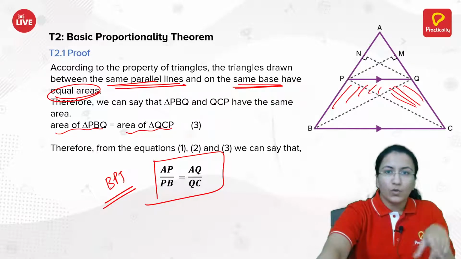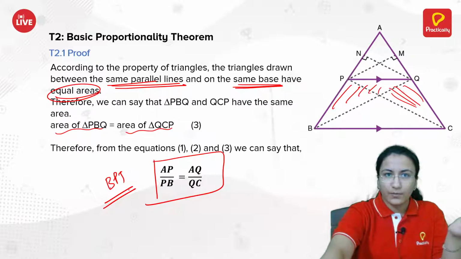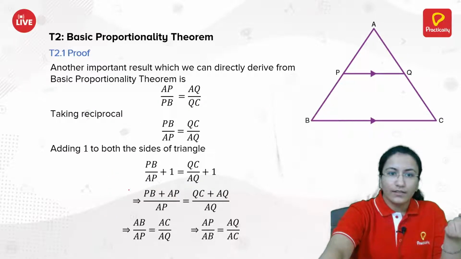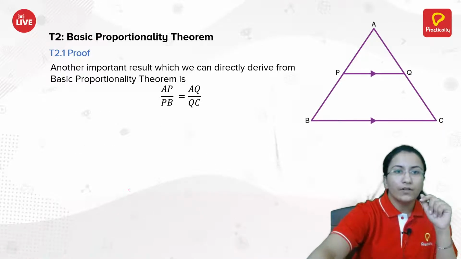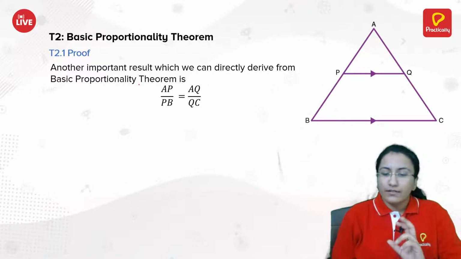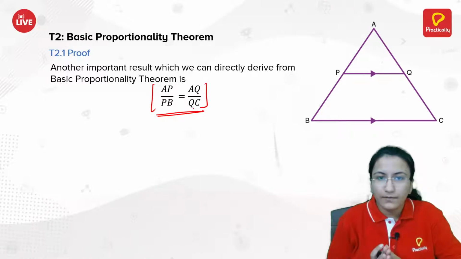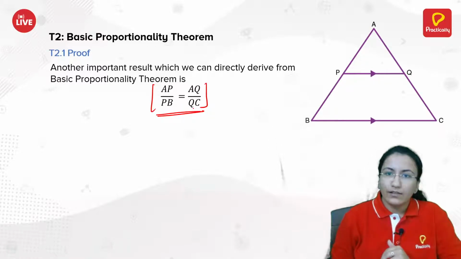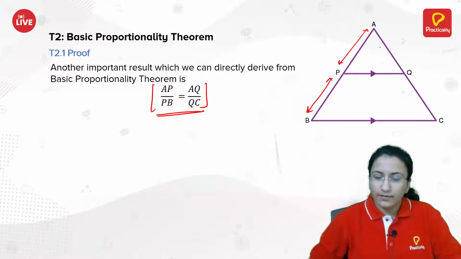So there is one more important result which is related to basic proportionality theorem. We would discuss it. So here is the proof of it. From basic proportionality theorem you have this equality with you, right? So what next I'll do is, you can see that here you have AP by PB, right? Converse of BPT we will do after this result, okay?